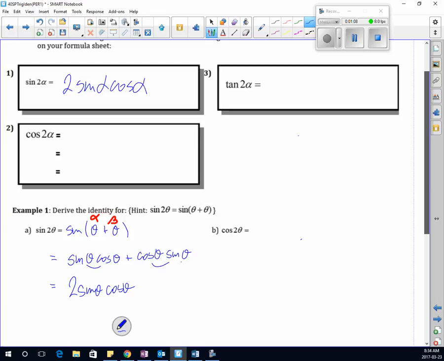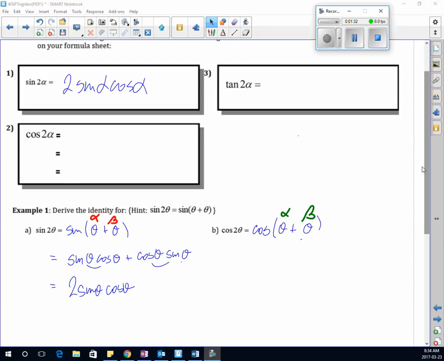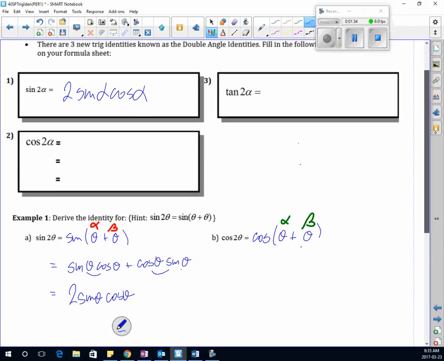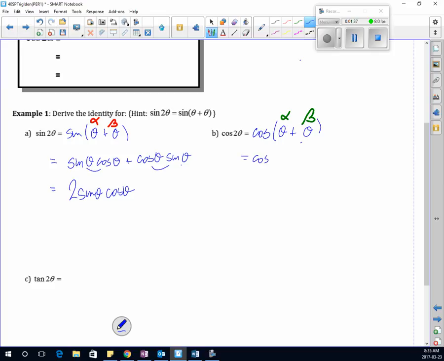Okay, let's prove cos 2 theta now. So same thing, rewrite this as theta plus theta, so that this is your alpha and this is your beta, and put it into the cos alpha plus beta formula. And I'll give you a second to do that. So if you put this in, you get cos alpha, cos beta, which is theta, subtract sine alpha, which is theta, and sine beta, which is theta.